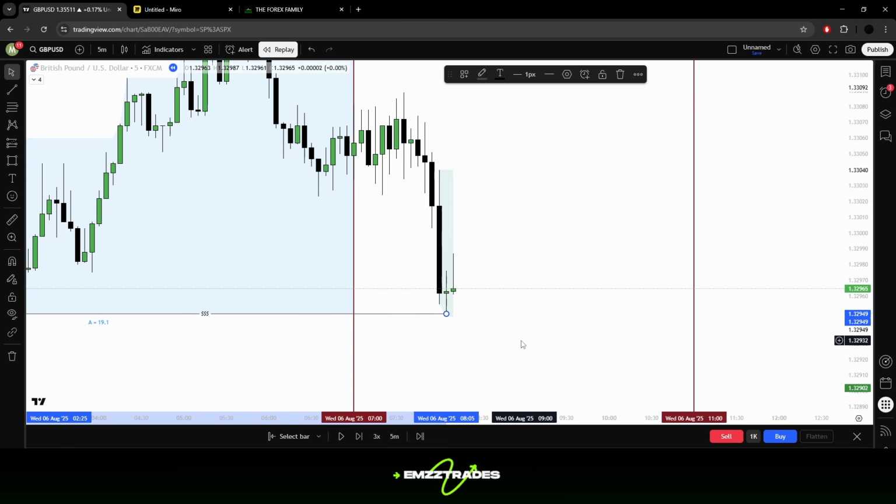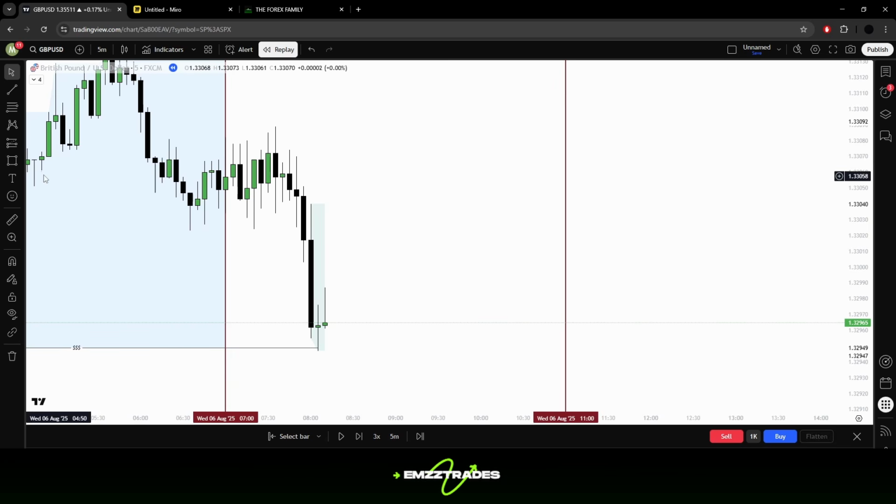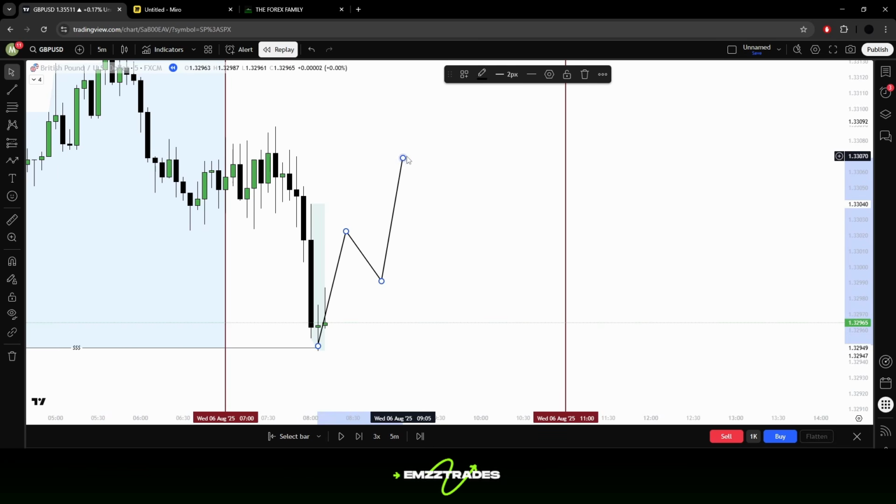Now what we need to do is find a break of structure where fractal highs and fractal lows have been swept, and we can reinforce our market structure shift within an engulfing candlestick if possible, right? So what this means is we need to find an actual change of character within price where it actually breaks on itself just like this, and it gives us a very clear, distinctive market structure shift. So that's all we're looking for right now.